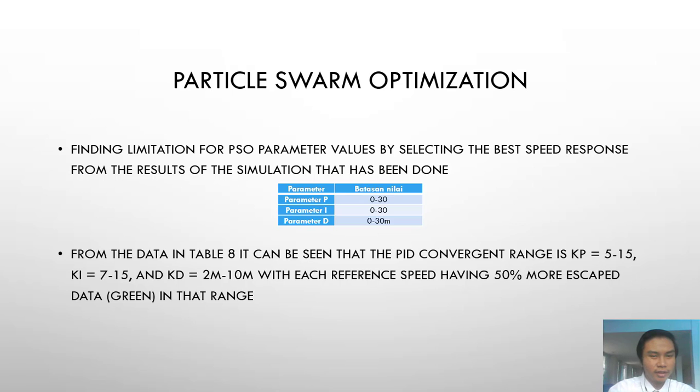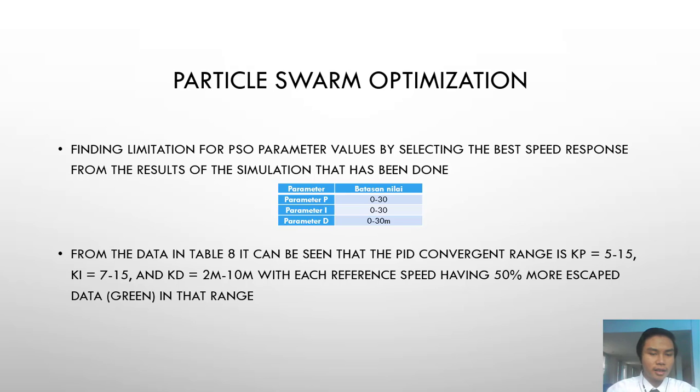Okay, finding the limitation for PSO parameter values, by selecting the best speed response from the result of the simulation that has been done. And then parameter P range 0 to 30, parameter I 0 to 30, parameter D 0 to 30 milli.